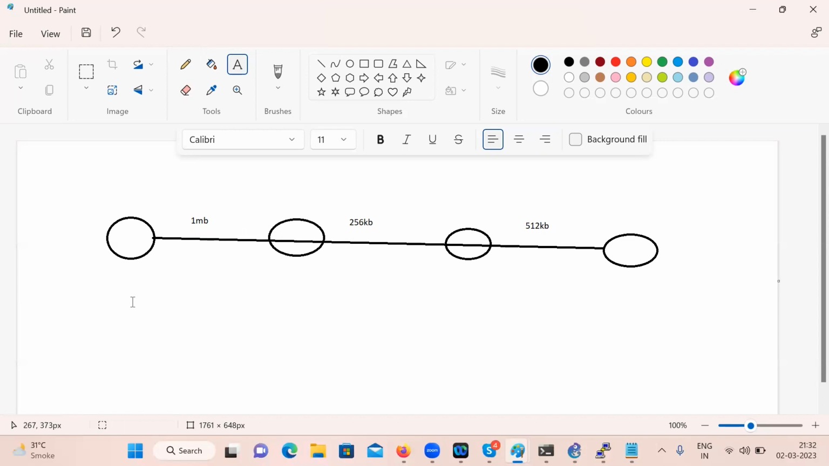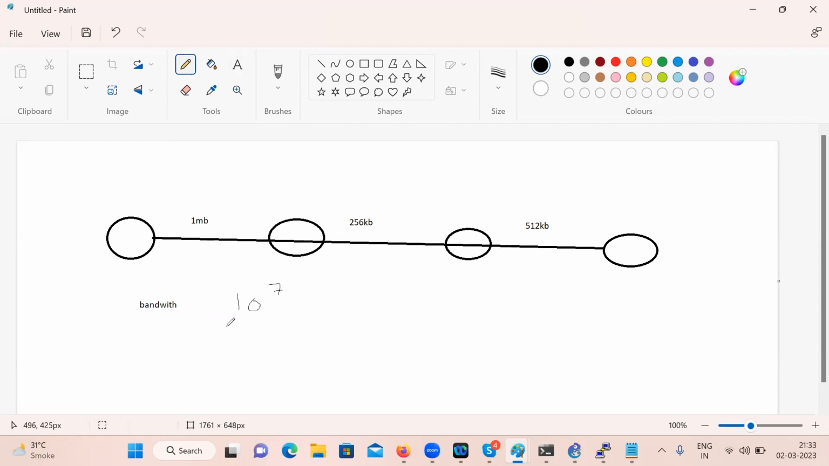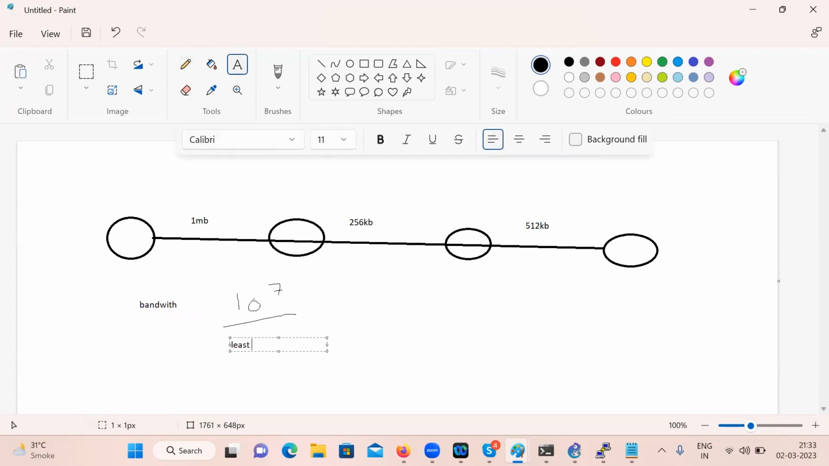Out of 5 values, what I said is they use bandwidth and delay. In bandwidth, what exactly do they do? In delay, what exactly do they do? That two I will show you. For bandwidth, it says 10 raised to 7 divided by the least configured bandwidth on a link.